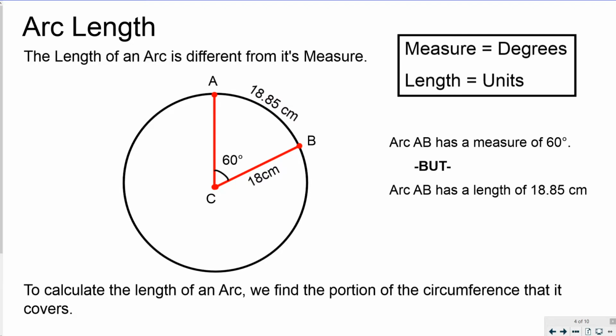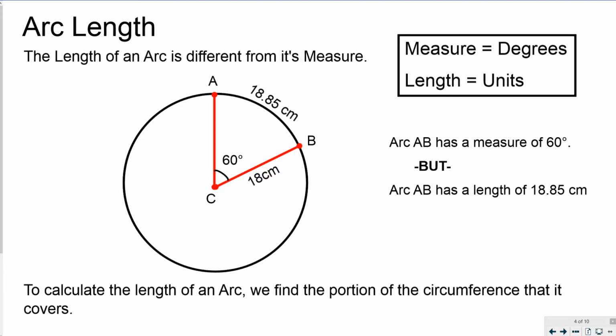The length of an arc is different from its measure. Remember that measure is equal to degrees and length is equal to units. Arc AB in the circle has a measure of 60 degrees corresponding to the central angle of 60 degrees, but it has a length of 18.85 centimeters.